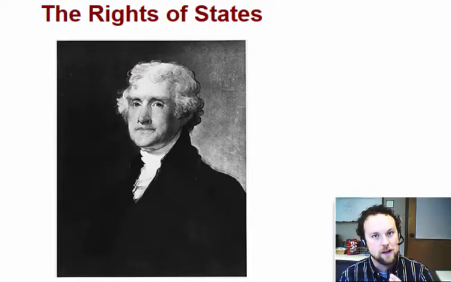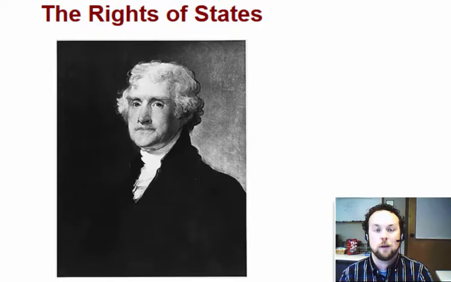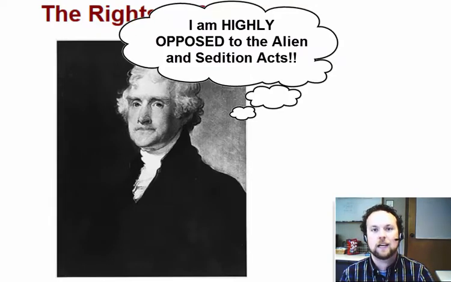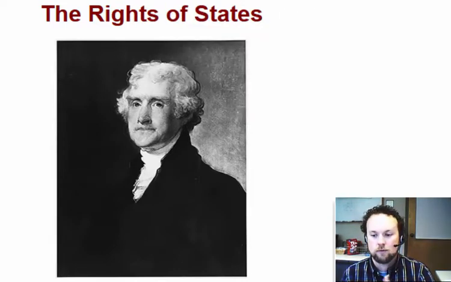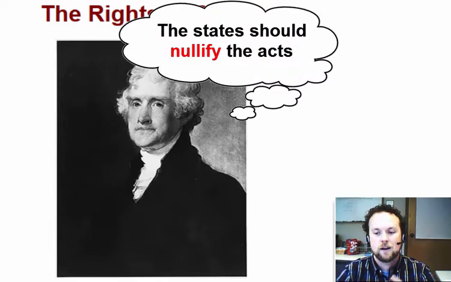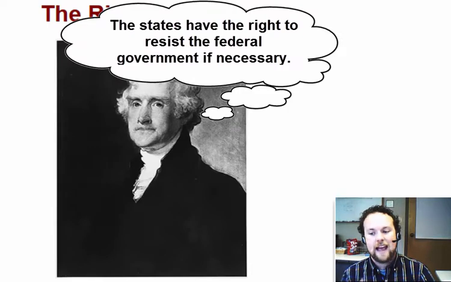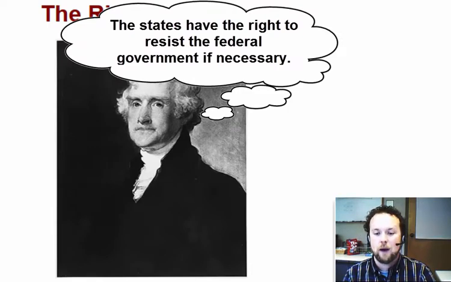So leading the Democratic Republicans was the Vice President of the United States, Thomas Jefferson, and Jefferson was highly opposed to the Alien and Sedition Acts. He couldn't ask the Supreme Court for help because the Supreme Court was controlled by the Federalists. So instead, he went directly to the states and pleaded with them to nullify or cancel those acts. He argued that the states had this right and could resist the power of the federal government if necessary.